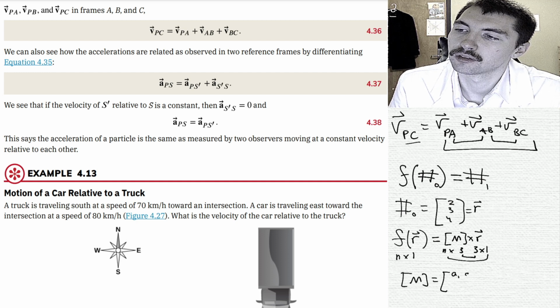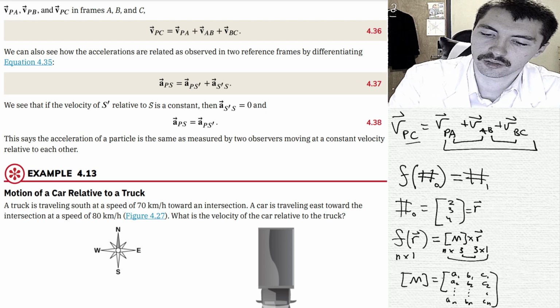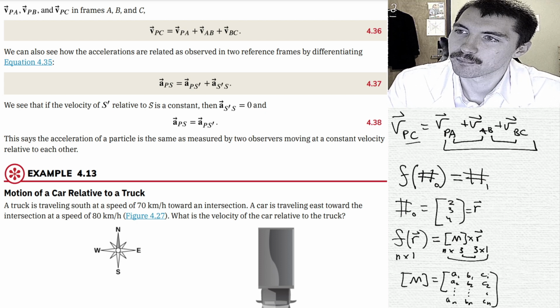A1, B2, A1, B1, C1, A2, B2, C2, AN, BN, CN. Okay, so I'm thinking to express a position vector.